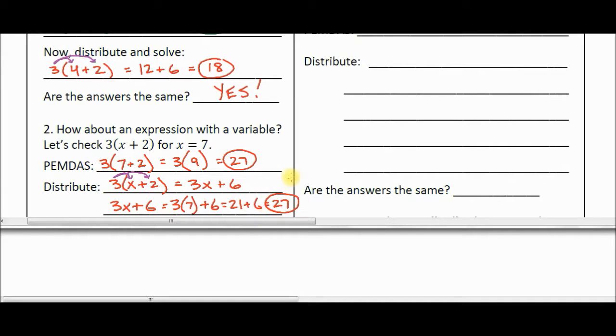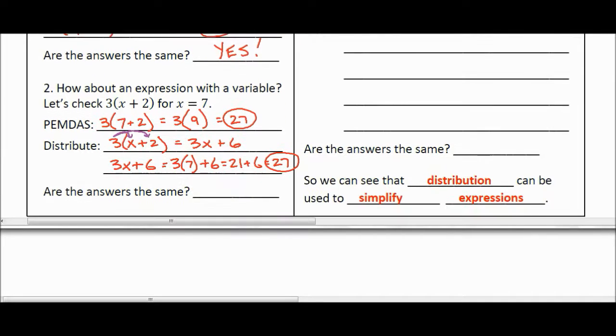And you can see again, using distribution, this equation 3x plus 6 gave us the same answer as we got when we substituted the x and used PEMDAS. So I want to show you again how the distributive property we can prove through just going through a bunch of examples that it always gives you the same answer as you would have gotten if you would have plugged in the variable first and then solved it with the x value being substituted with a number.